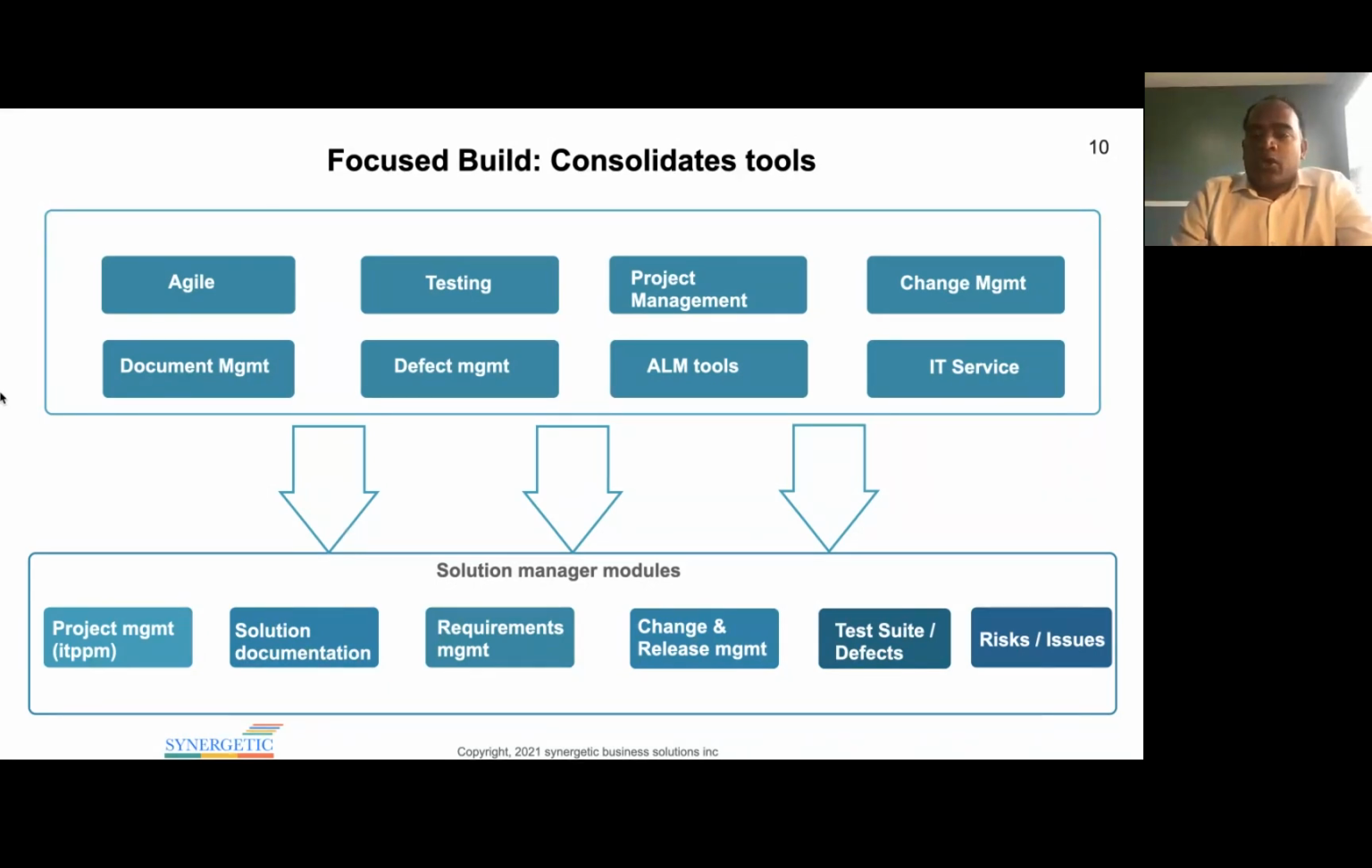You may have a lot of discrete tools now: one for Agile, one for testing, one for PM, something for defect management, maybe SharePoint for documents, or some other product. So you end up consolidating everything into Focused Build. You end up bringing all of them into Focused Build. That's why you need a migration plan. Without a migration plan, you may end up leaving a lot of open documents in other systems.